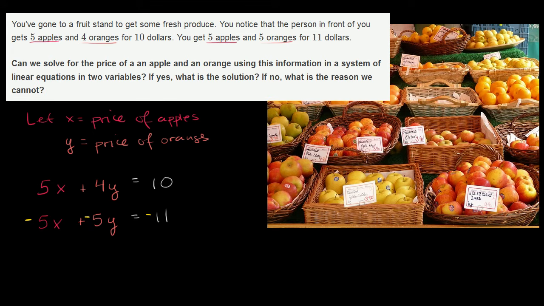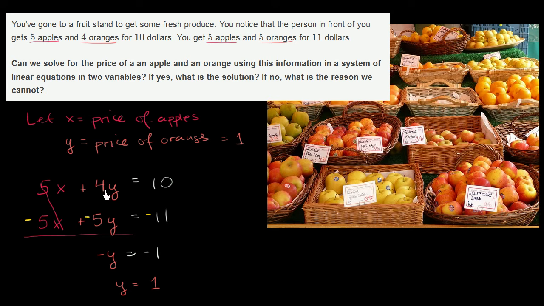So on the left-hand side, I have 5x minus 5x. Well, those cancel out. And then I have 4y minus 5y, which is negative y. And that's going to be equal to 10 minus 11, which is -1. If we multiply both sides by -1, or divide both sides by -1, we get y is equal to 1. So just like that, we were able to figure out the price of oranges. It's $1 per orange. Now let's figure out the price of apples.